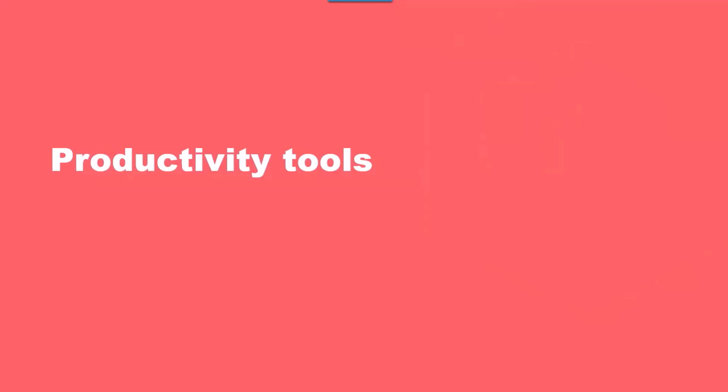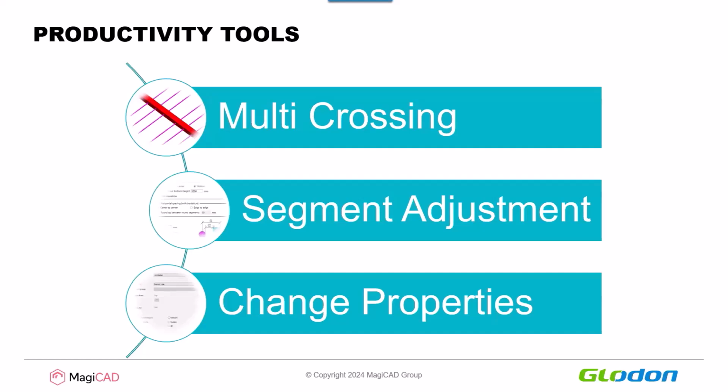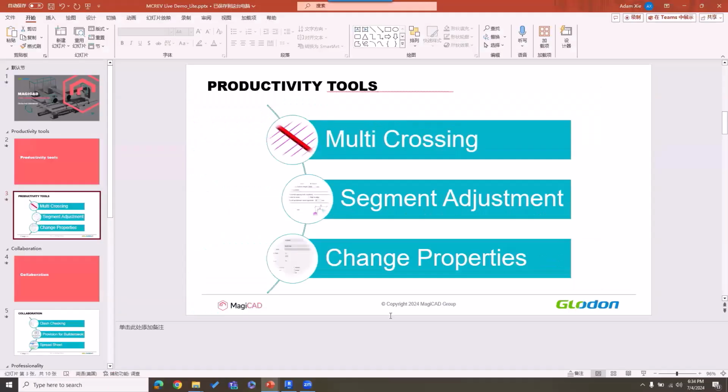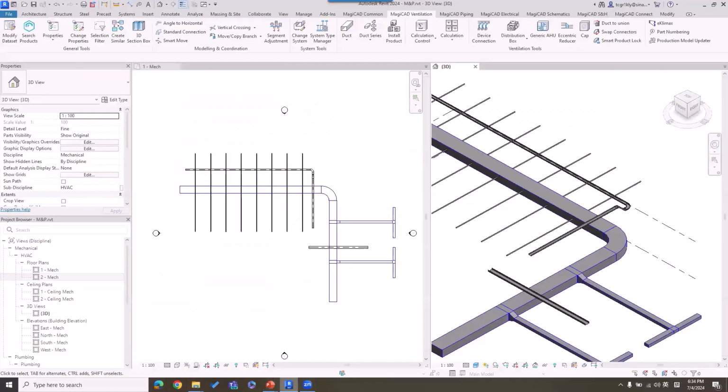The first one is about productivity tools, and the following topics or advanced functions will be mentioned: multi-crossing, segment adjustment, and change properties. That is the first part. Okay, so here is Revit.